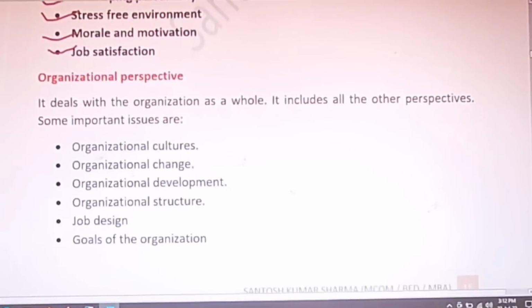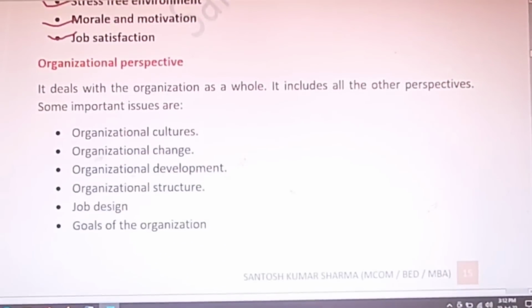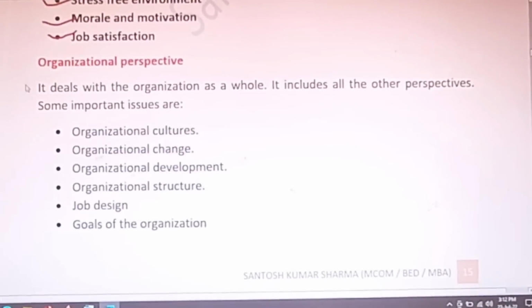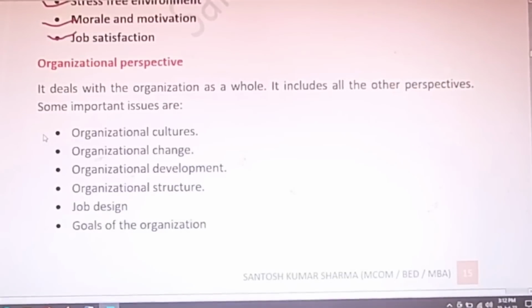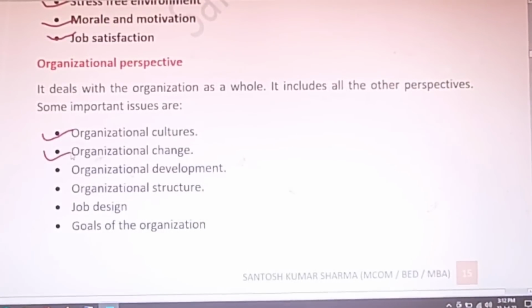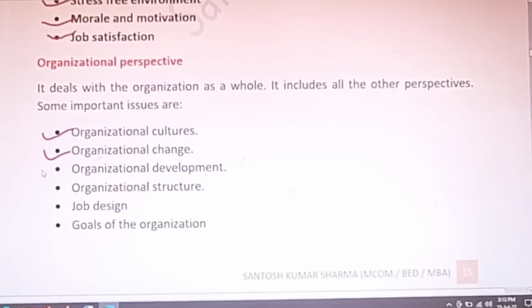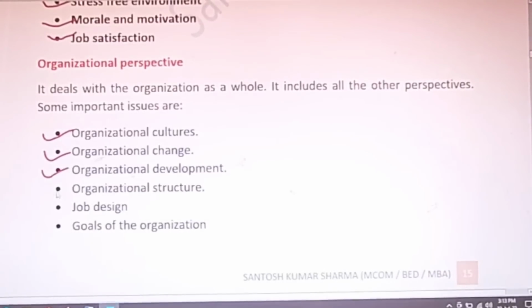Then comes organizational perspective. Now in organizational perspective, you must write about organizational culture, any change that is brought up in the organization, organizational development, organizational structure, job designing, and goals of the organization.